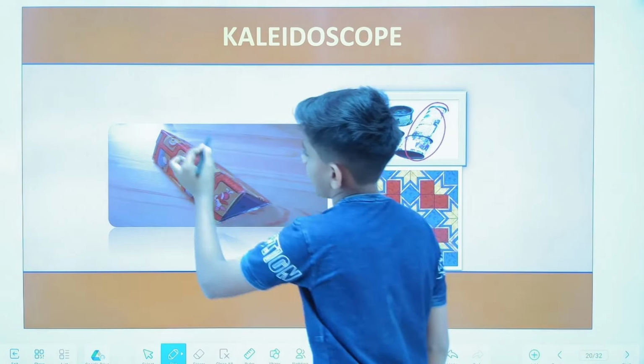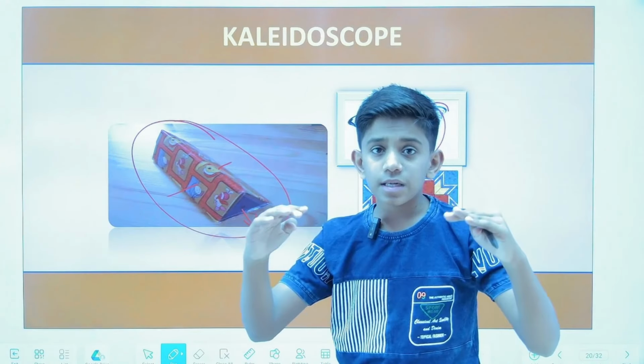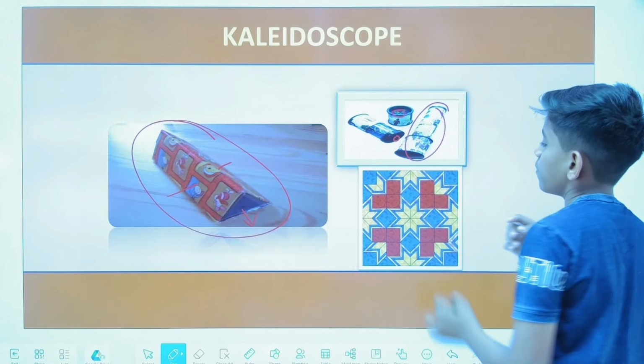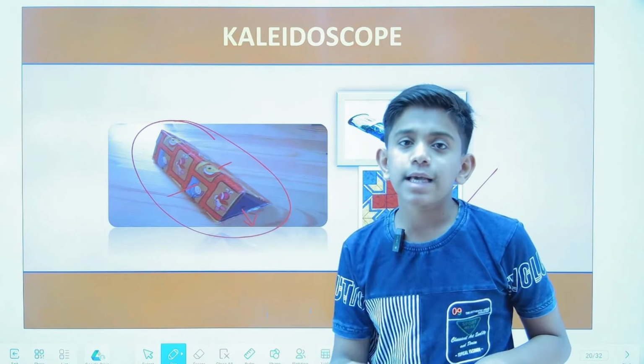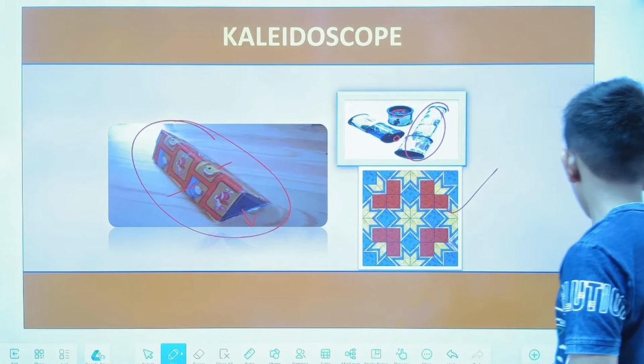Three plane mirrors, as you can see here. This is the first mirror, this is the second mirror, and this is the third mirror. These three plane mirrors are kept at an angle of 60 degrees, and when we see through one end and keep pieces of glass like this, due to the reflection we can see different patterns. Many cloth designers use this kaleidoscope to memorize different designs and to print on cloths.